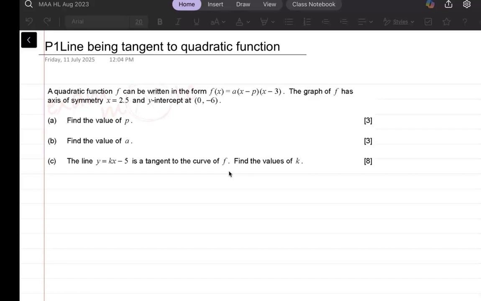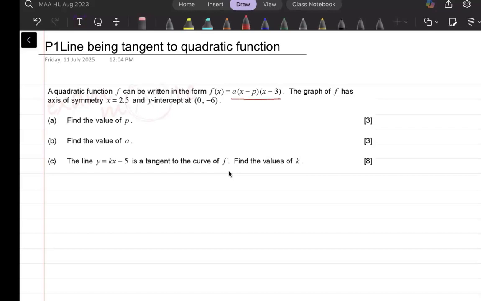Now if you clearly understand, this is your two intercept form. In your two intercept form, this will give you the x-intercepts. So your x-intercepts here are p and 3. If I draw my x-axis, my x-intercepts are p and 3, and the axis of symmetry is x = 2.5.